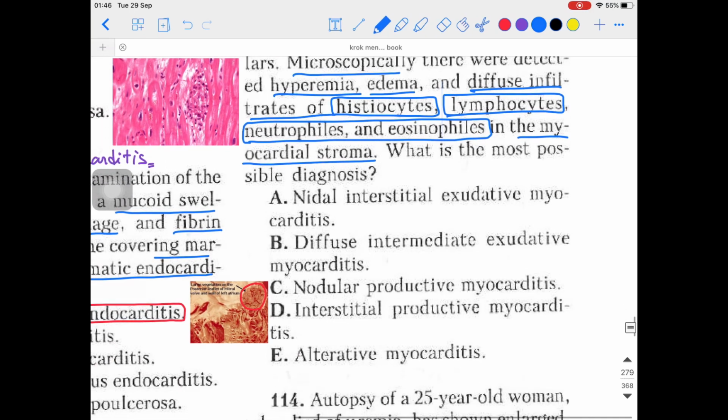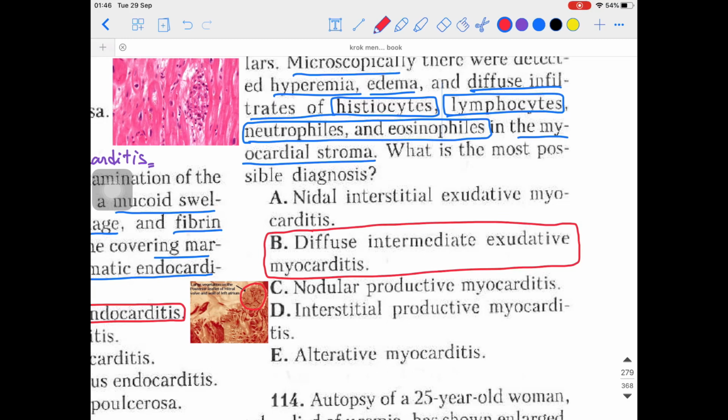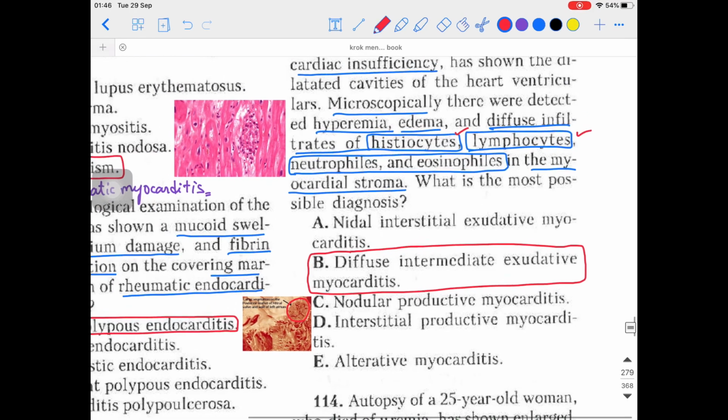So over here they gave the option of diffuse intermediate exudative myocarditis. I'm talking about option B. So that should be the answer over here. And how can you recognize this one? Because of the histiocyte and lymphocyte infiltration. The main things are these. Lymphohistiocyte infiltration in the myocardium will be seen in non-specific or diffuse interstitial exudative myocarditis.